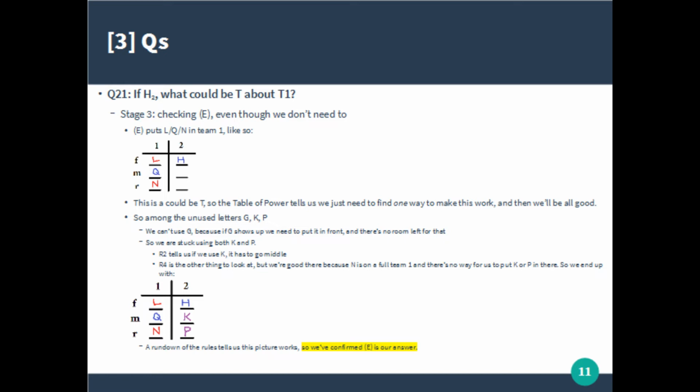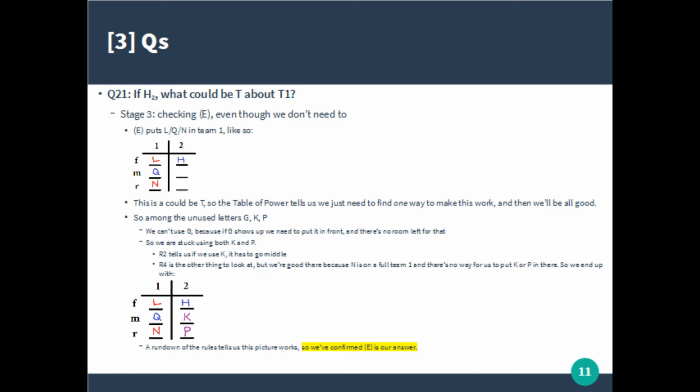And then of course the only entity that we have left to work with is P. We'd have to put it in the rear slot. A quick rundown of the rules tells us that this is kosher. So rule number 1, of course, was that anytime H or G shows up, it is in front. We only have H and it is in front, so that's fine.